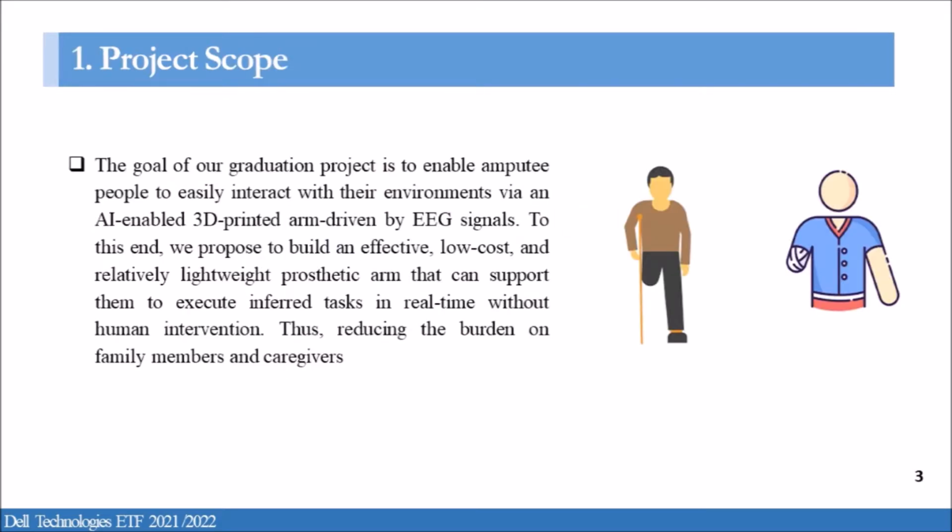The goal of our graduation project is to enable amputee people to easily interact with their environment by using a 3D printed prosthetic arm driven by EEG signal via AI technology. So, as a consequence, we propose to build an effective, low-cost, and relatively lightweight prosthetic arm that can support amputee patients to execute different tasks in real time without human intervention that will reduce the burden on their family members and caregivers.